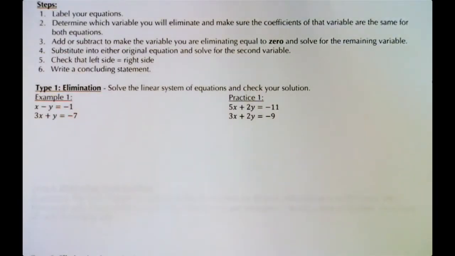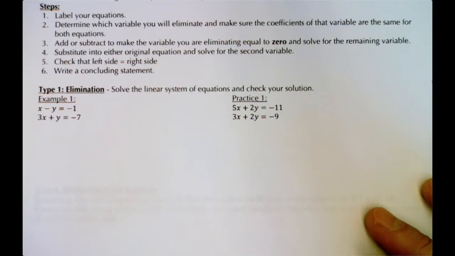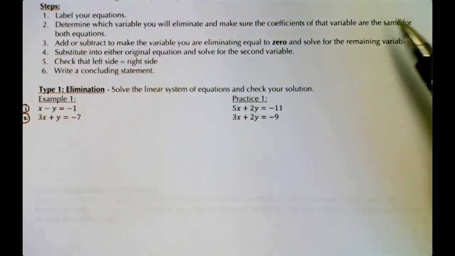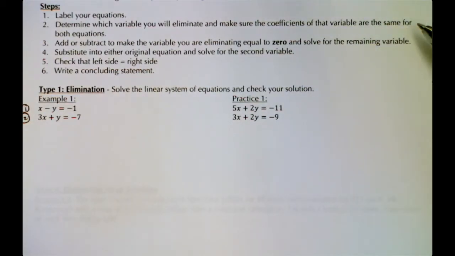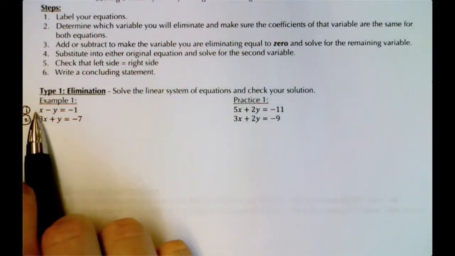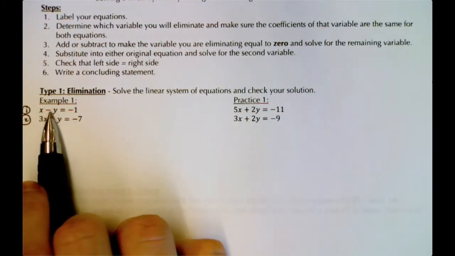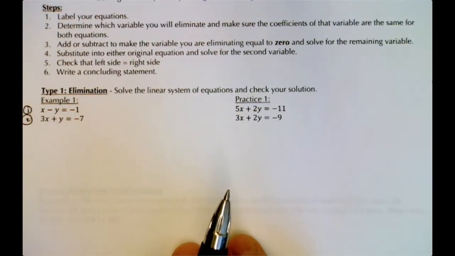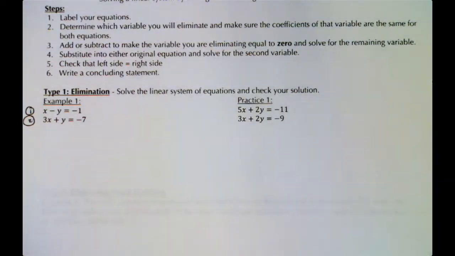First, we're going to label our equations. We've got equation 1 and equation 2. And we're going to determine which variable we will eliminate by making sure the coefficients of that variable are the same for both equations. So we're going to look at the two equations and see if the numbers in front of the letters are the same. Well, our x's, the coefficients are 1 and 3. Those aren't the same. Our y's have coefficients of -1 and +1, which aren't the same, but they're close enough that we're able to do elimination, and I'll show you why in a second.